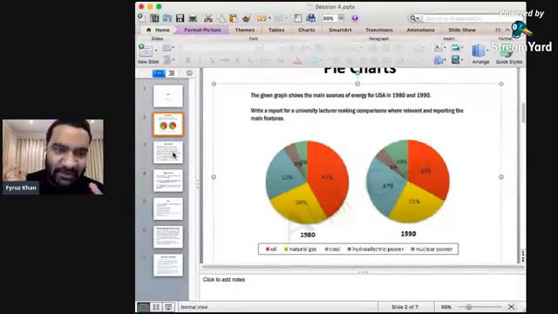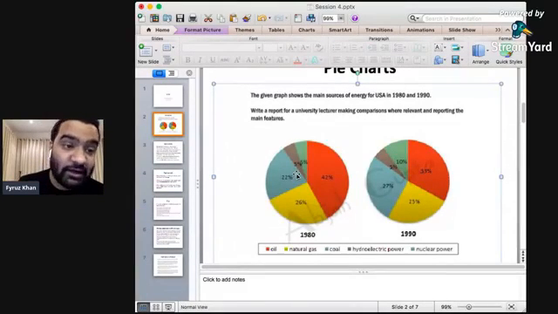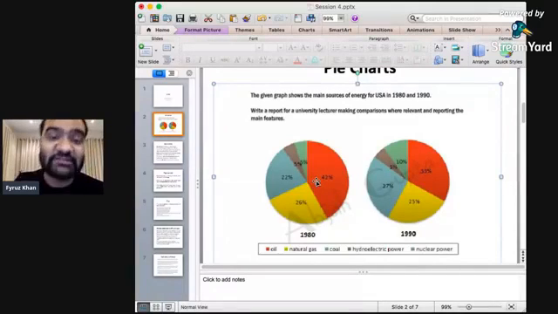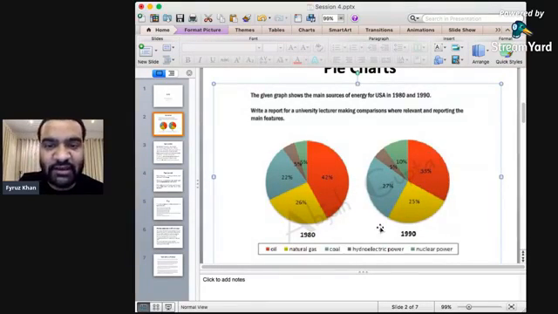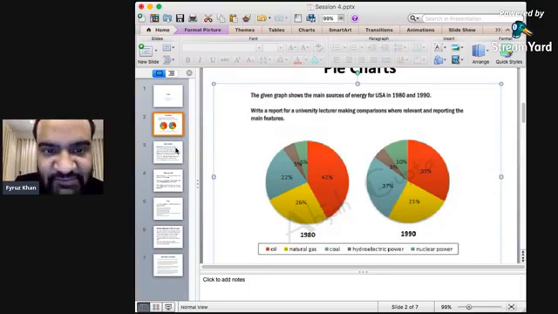So your task for this pie chart is, it shows you the main sources of energy in 1980 and in 1990. So you have to write a report to a university lecturer where you need to make comparisons. So the main keyword is comparisons. You need to compare between these two. You need to compare and contrast. Okay, so there we go. So let's have a look.